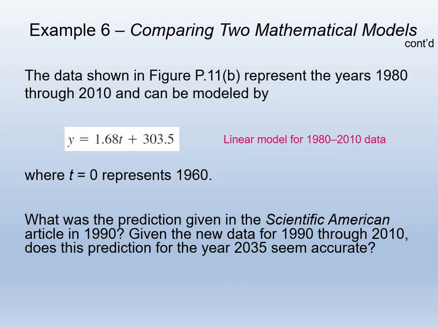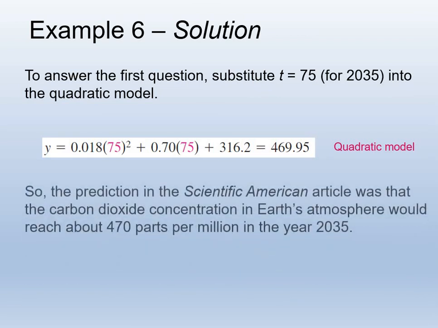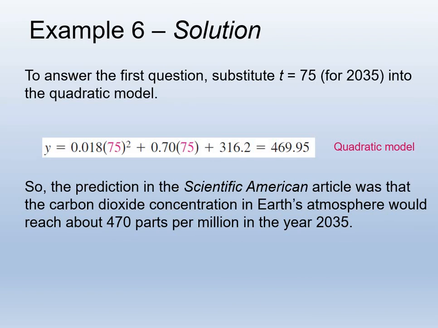Okay, so let's take a look here. We want to answer this question for the year 2035. You have to remember that when t is 0, it's still 1960. So from 1960 to 2035, that's 75 years. That's why we're going to substitute in t equals 75 into the quadratic model here. So we get 469.95. The carbon dioxide concentration in the Earth's atmosphere would reach about 470 parts per million in the year 2035.